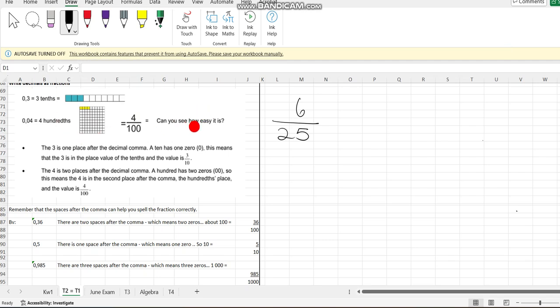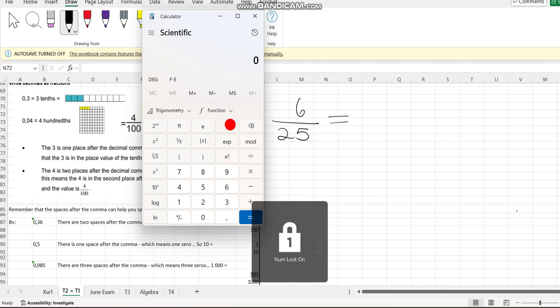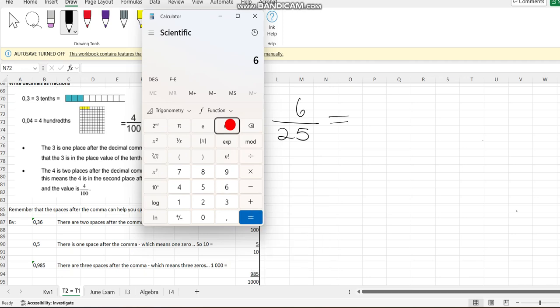Then you also need to be able to put fractions to decimal numbers. So this is also easy, right? How many spaces there? Before you do that, you can work this out with a calculator and say 6 divided by 25, and it's going to give you 0.24.